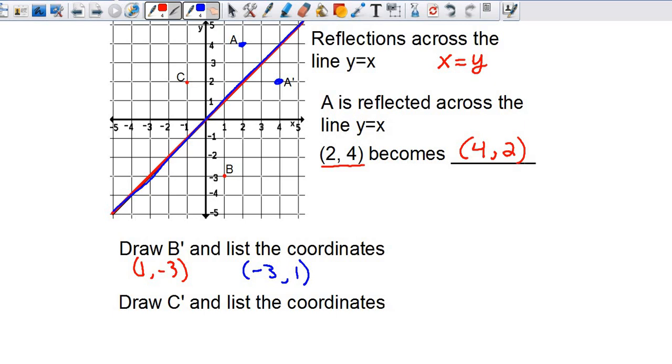All right? Go ahead and pause it here, and you guys go ahead and try C and see if you can get the right answer. All right, so at the bottom now you see the answer, guys. You should have gotten that the original C, the pre-image, was negative 1, 2. Therefore, the new image, when you reflect across y equals x, is going to be 2, negative 1, all right?